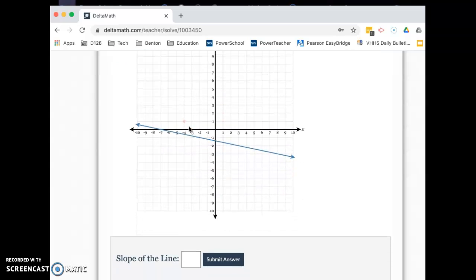All right, so again, think about, should this be a positive slope or a negative slope, right? So I'm going to start right here. Go down 1, 1, 2, 3, 4, 5, over 5. Down 1, over 5.